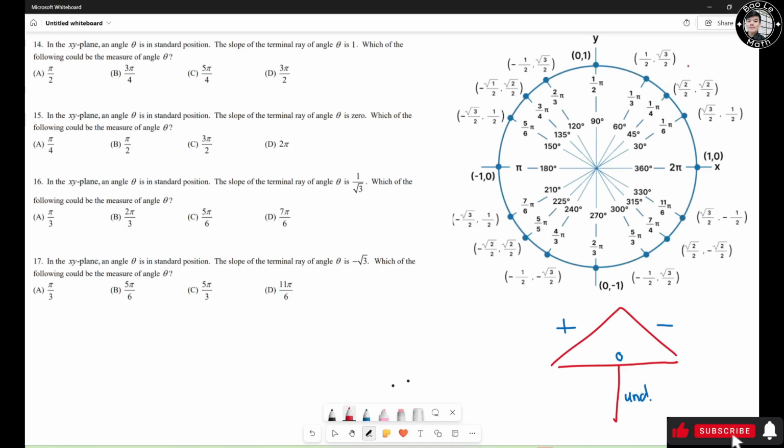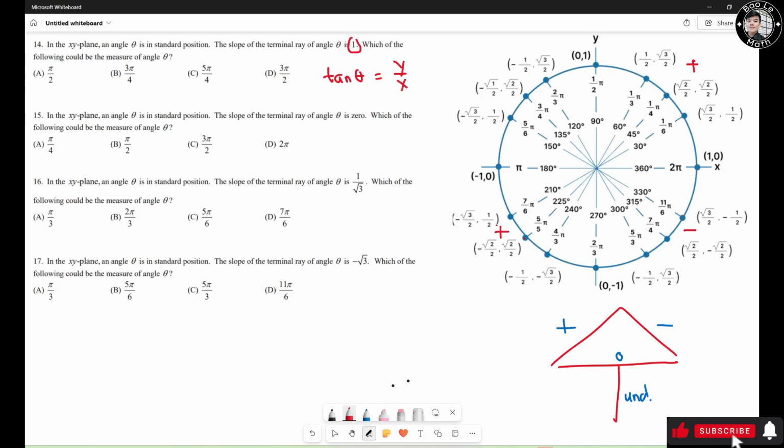Now in the first quadrant and the third quadrant, the slope is positive. In the second quadrant and the fourth quadrant, the slope is negative. Alright, so look at the first one. In the xy plane, an angle theta is in standard position. The slope of the terminal ray of the angle theta is 1. Now the slope of the terminal ray is given by the formula tangent of theta equals y over x. Since the slope of the terminal ray of the angle theta is 1, y must be equal to x.